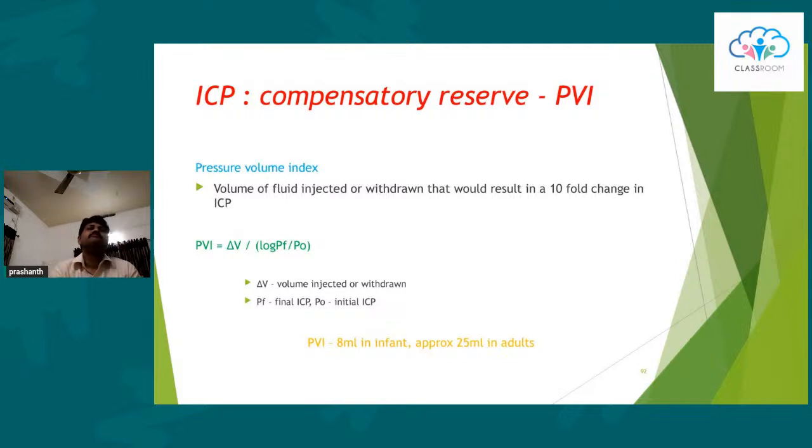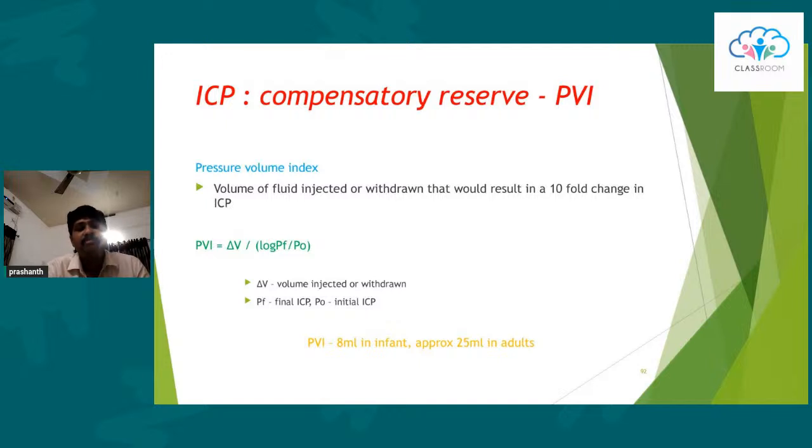Now let's have a fair idea of this, that in a normal adult, this value is somewhere around 25 ml, in an infant it's somewhere around 8 ml. That is, if you inject 8 ml of saline into the ventricular system, there is a 10-fold increase in the ICP. This is calculated from the formula: pressure volume index is equal to delta V divided by log of PF by PO.